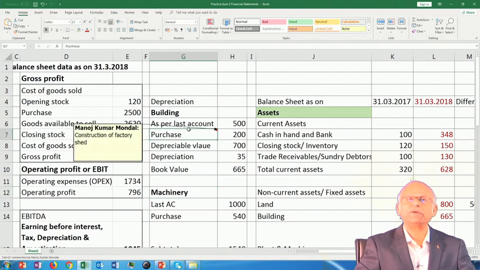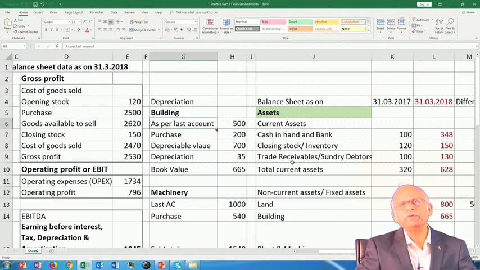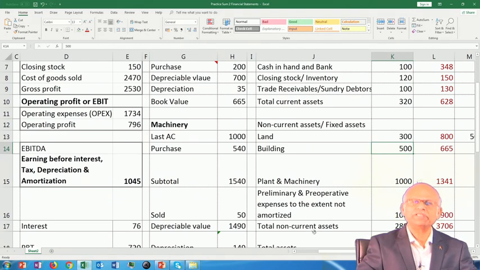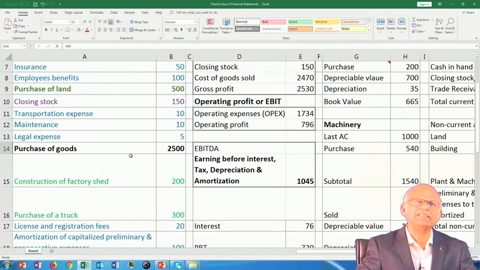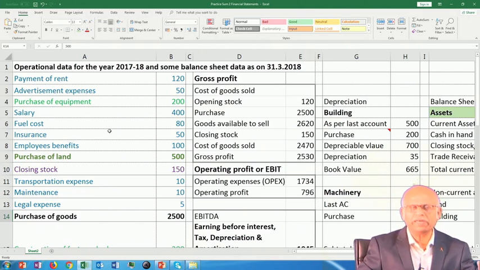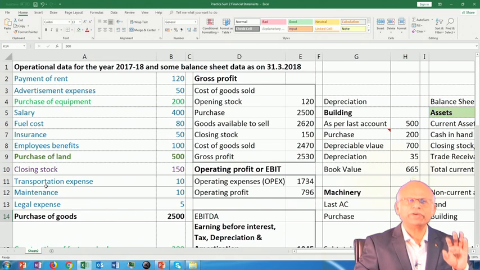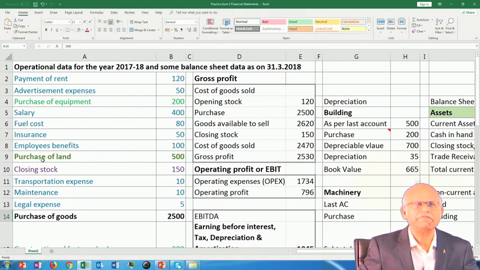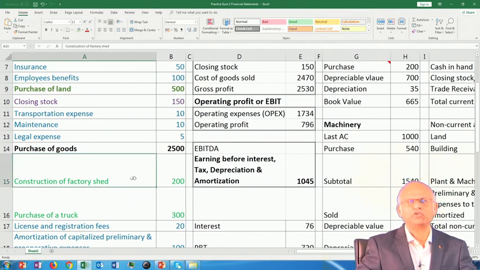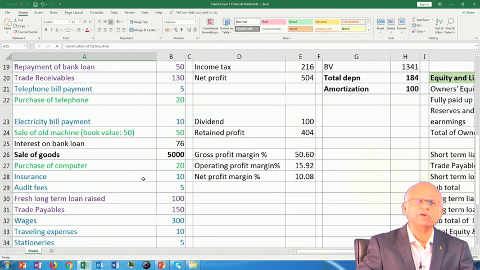So, for building, as per last account, you have to see the previous year's balance sheet, whatever was the building. So, see, building was 500 rupees. Now, you have to see whether we have procured any new building during the year. So, you have to go through the entire list of ledgers and see whether there is some kind of construction of building or sale of building, this is to be accounted for. I will not waste a lot of time. Actually, here perhaps there is a factory shed or something I have put in green color. So, you just look for construction of factory shed, that is 200. So, you have to add that with the previous account, and there is no other item as far as I remember.